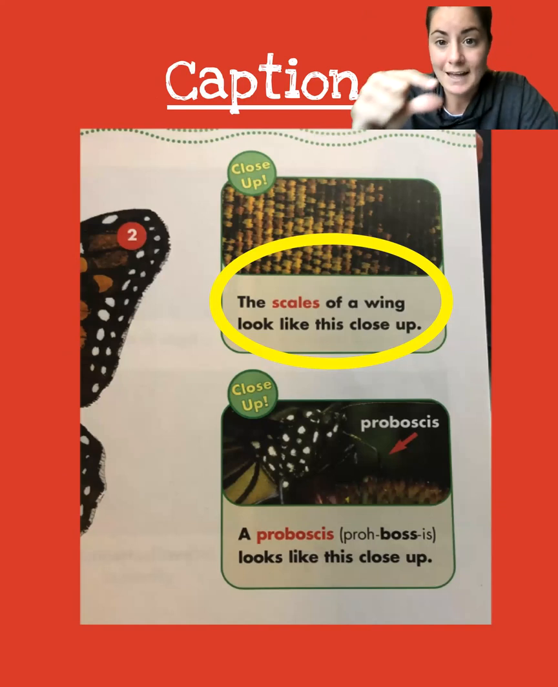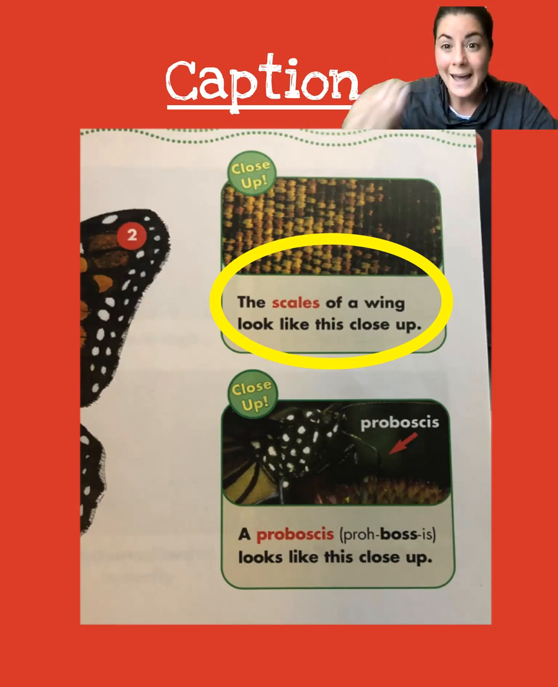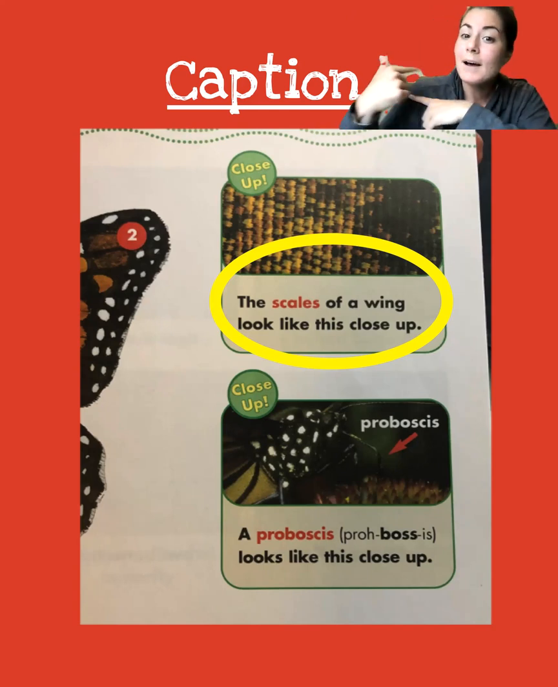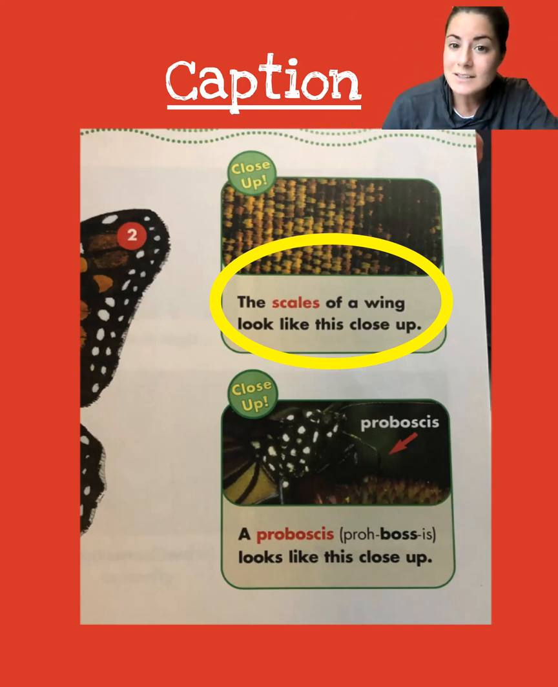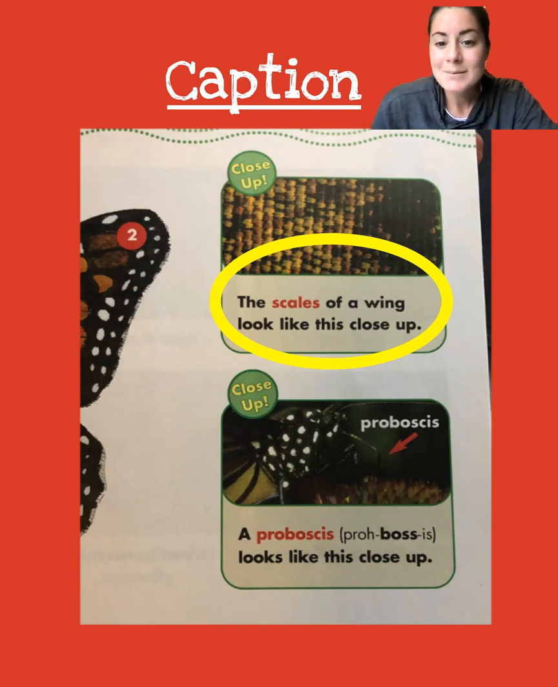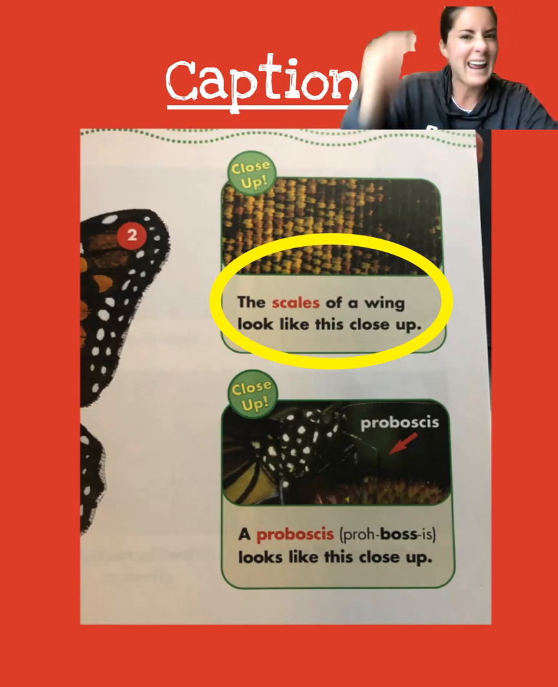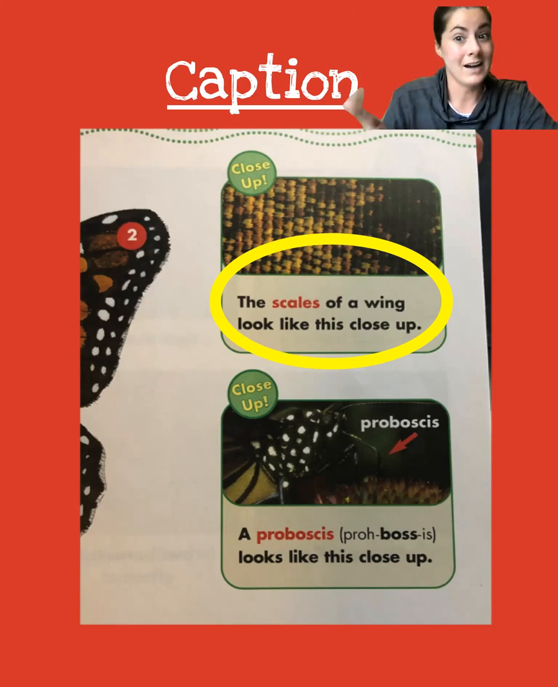That caption, that sentence, is: the scales of a wing look like this close up. I read that very important sentence, that caption, and it explains that's not a rug or carpet. That is actually a close-up of a butterfly wing. There's scales and what it looks like close up. Pretty cool, right? Same thing with the bottom there. They're pointing to proboscis. So a caption explains the picture. Captions aren't in every single nonfiction book, but they're in a lot of nonfiction books.